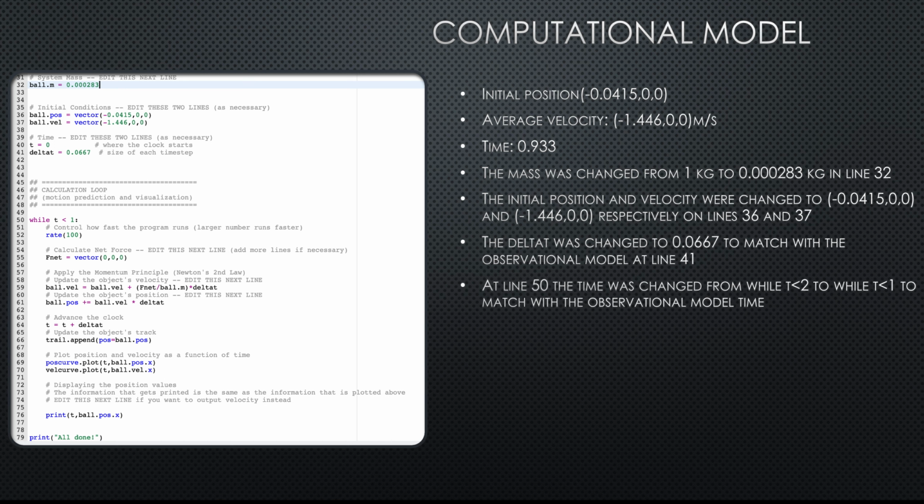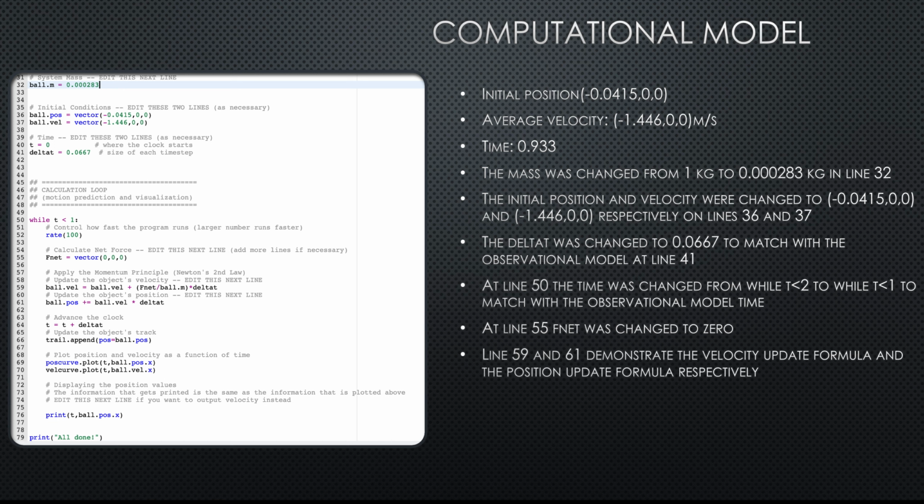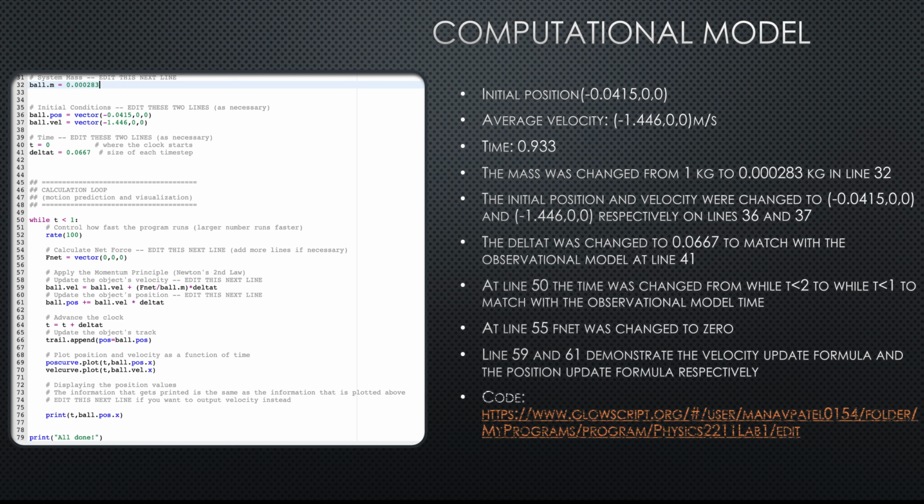At line 50, the time condition was changed from t less than 0 to t less than 1 to match with the observational model time. At line 55, the fnet was changed to 0. And lines 59 and 61 demonstrate the velocity update formula and the position update formula, respectively. Here's the code for it.